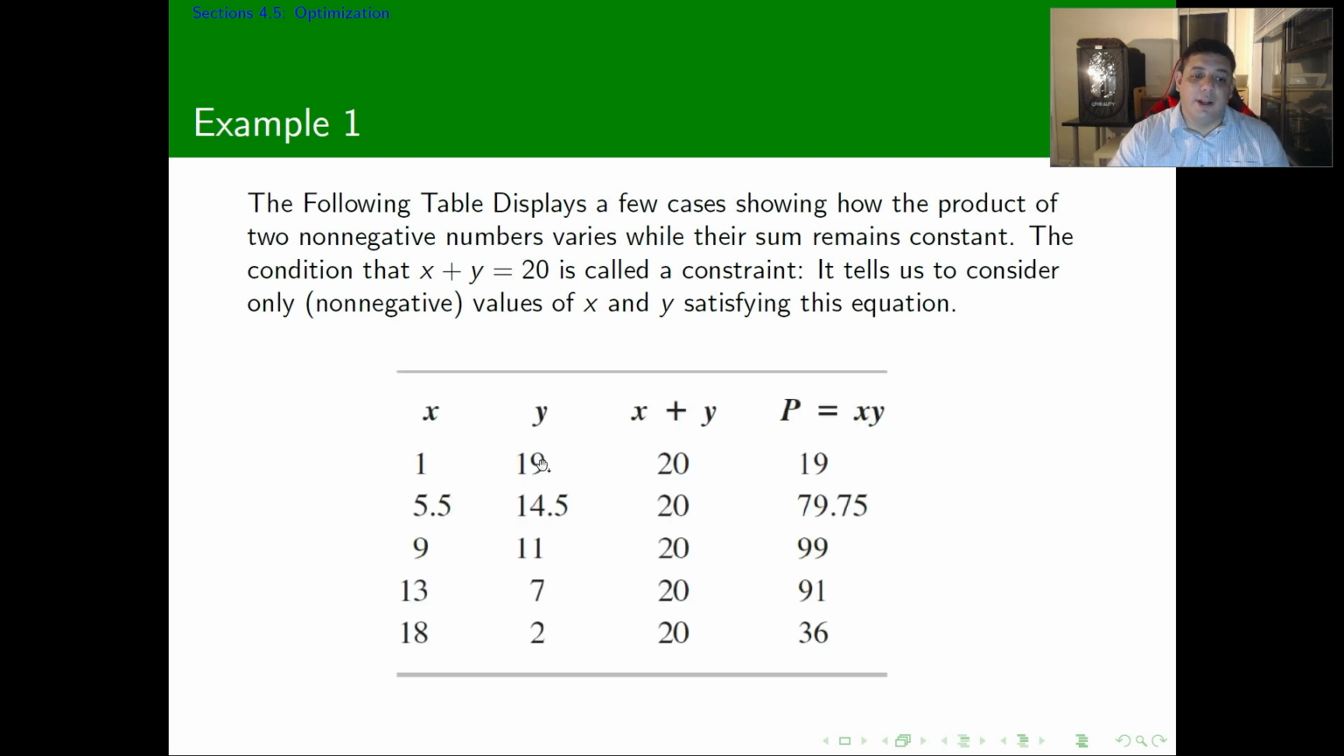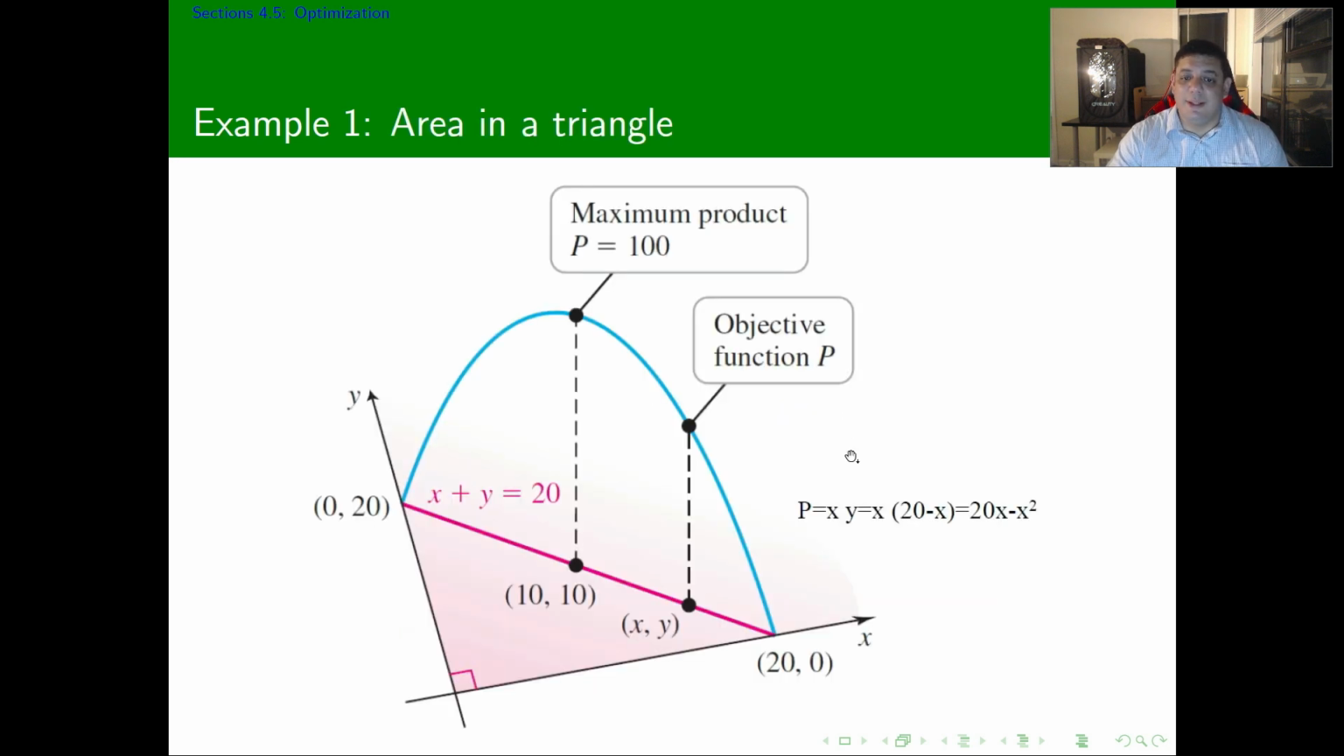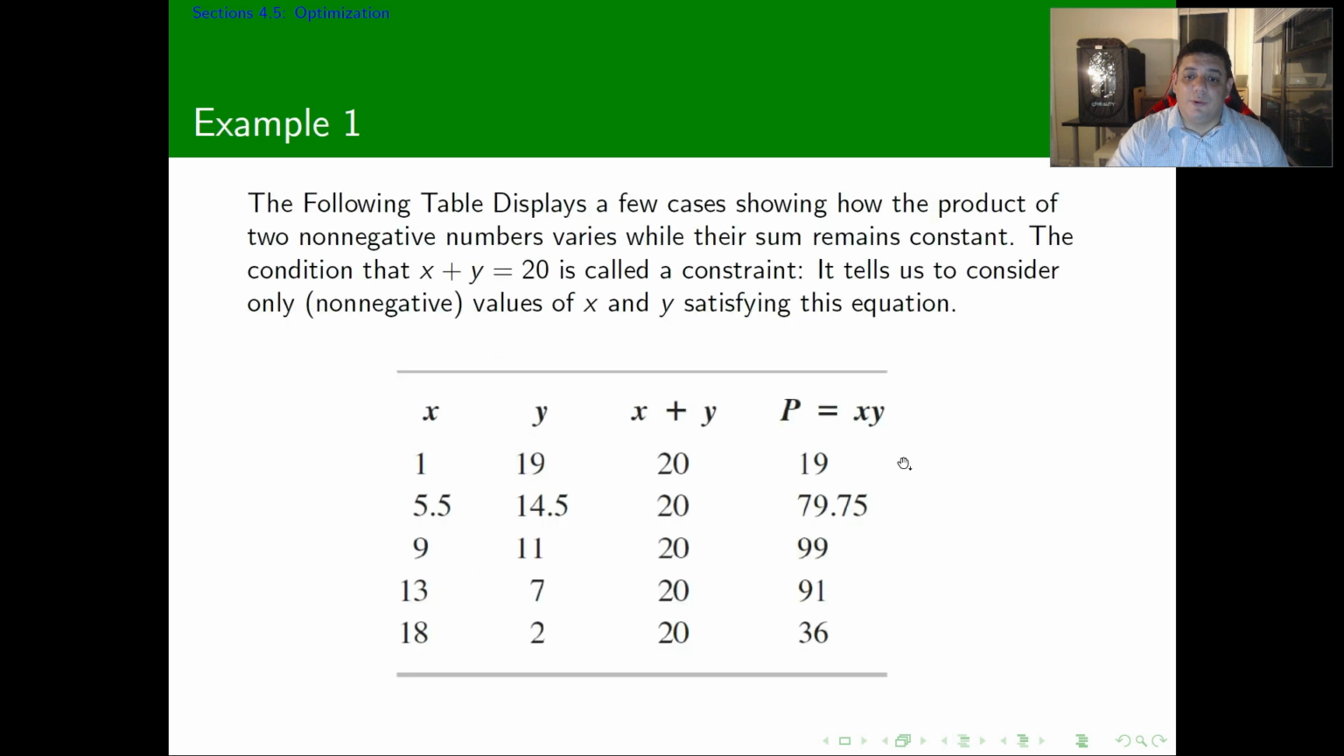So first, we're going to write a couple of numbers. Notice we have x and y. Then we have the sum of those, and finally the product. So with this, we have 1 and 19, 5.5 and 14.5, 9 and 11, 13 and 7, 18 and 2. But since these are real numbers, there is an infinite amount of numbers such that the sum is 20. Okay? But we are interested not only in the sum being 20, but in the product being maybe the maximum possible.